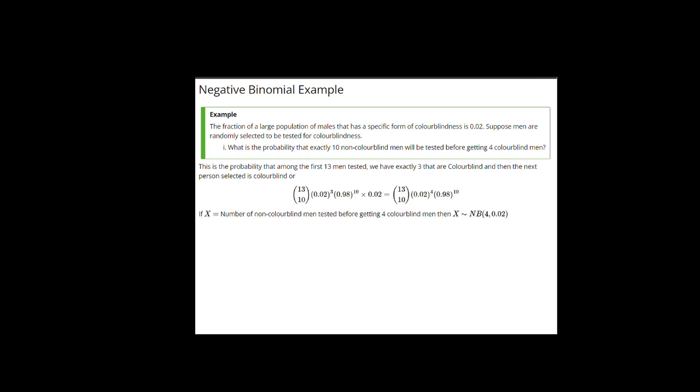So if the random variable of interest is the number of non-colorblind men tested before we obtain our fourth colorblind man, X has a negative binomial distribution with k equals 4 and p equals 0.02. And what we were asked for above is simply the probability that X equals 10, the probability function evaluated at 10, and using the formula we saw in the previous slide, that's 13 choose 10, 0.2 to the power 4, 0.98 to the power 10.